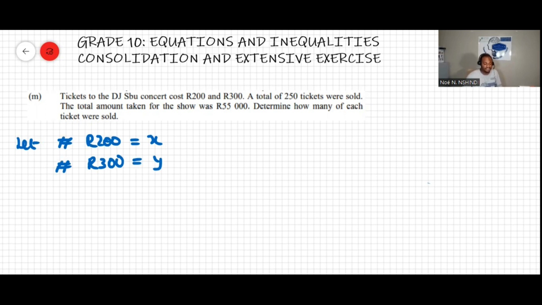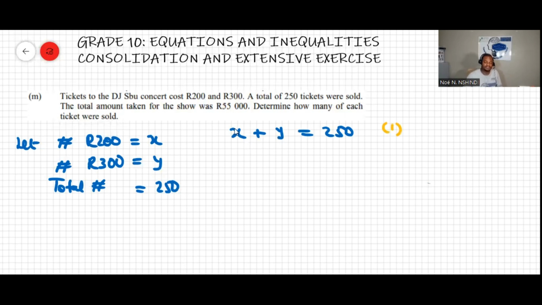Now the total number of tickets is 250. From here we can make an equation. So this means that X tickets of 200 Rand plus Y tickets of 300 Rand makes 250 tickets. We can call this equation 1. We can also make another equation by looking at the total amount.